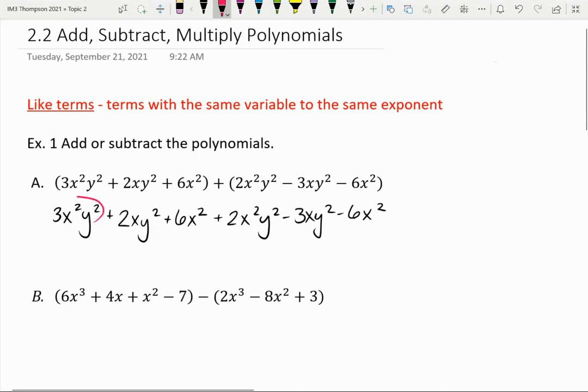So the first term I have here is 3x squared y squared. So I'm looking for everything else that has x squared y squared as one term. Xy squared, x squared, x squared y squared. There's a like term. And that's it, just those two. So I have 3x squared y squared plus 2x squared y squared will give me 5x squared y squared. Same variable combination to the same exponents.